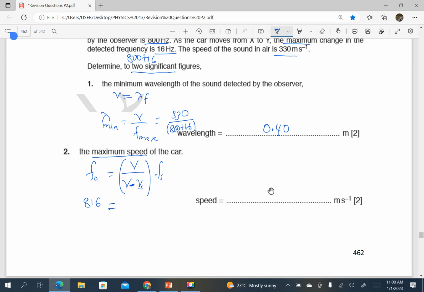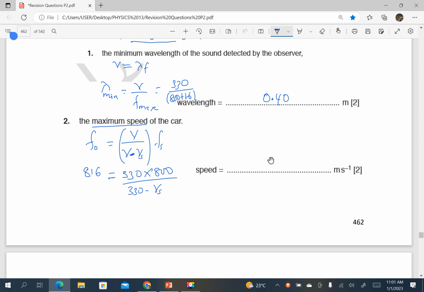So this is going to be equal to v, and v is, remember, 330, times fs, the normal frequency, which is 800, divided by 330 minus the speed vs. What remains is just to cross multiply: 330 minus vs is equal to 330 times 800 divided by 816.